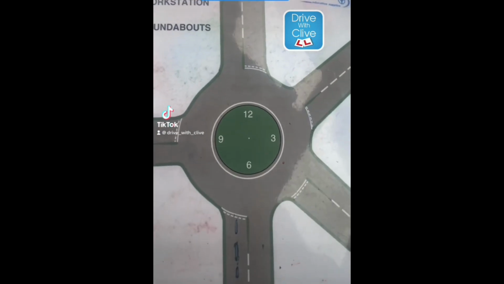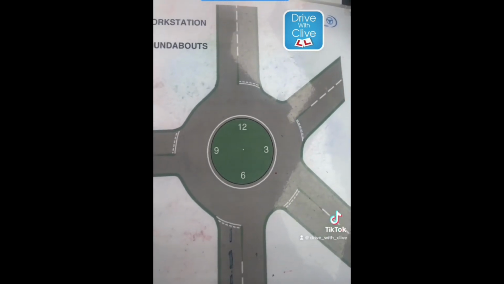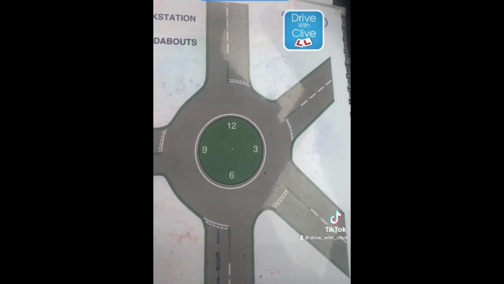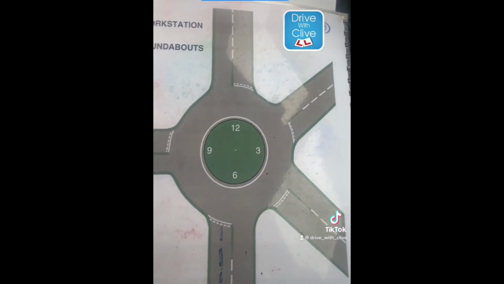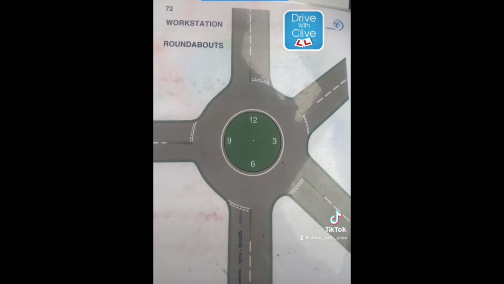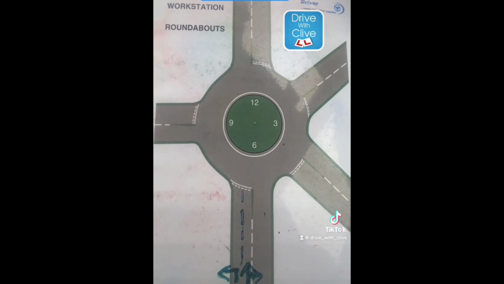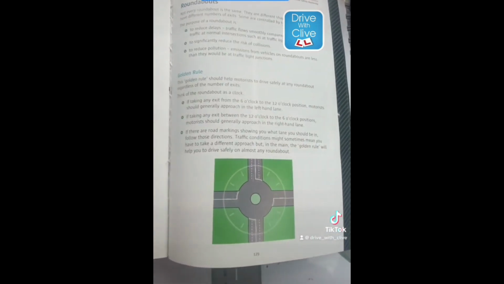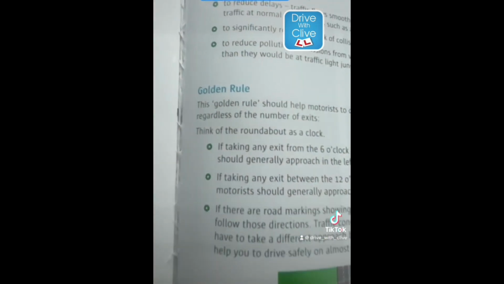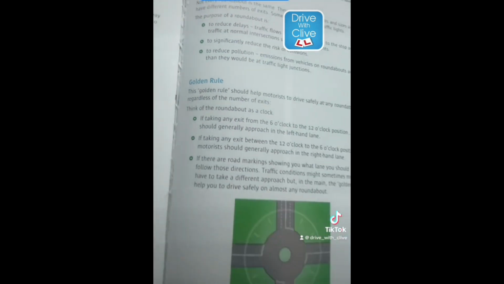Quick video on roundabouts. So the first rule you're going to need to know is called the 12 o'clock golden rule. Now this is in the official rules of the road book. If you haven't got it already, this is it. And if you go to the roundabout section, it shows you the 12 o'clock golden rule. So I'm just going to explain that next.